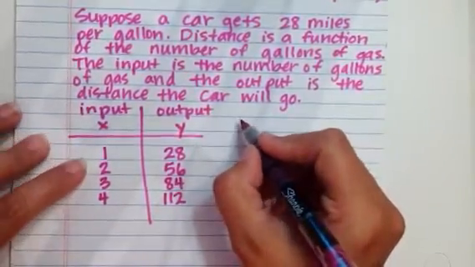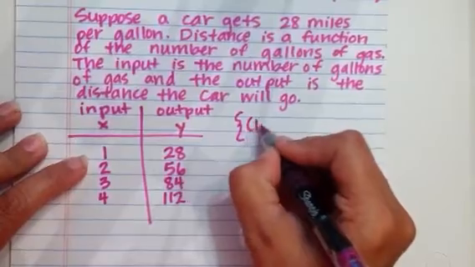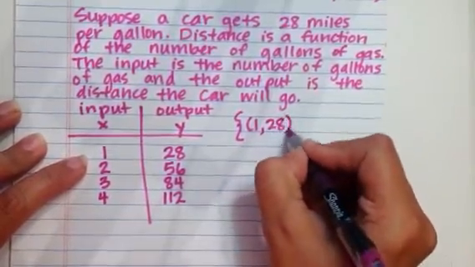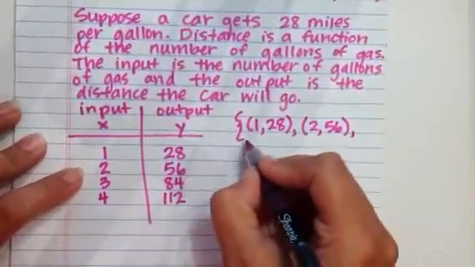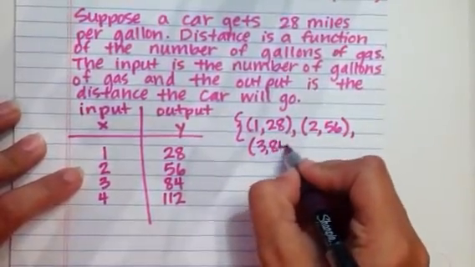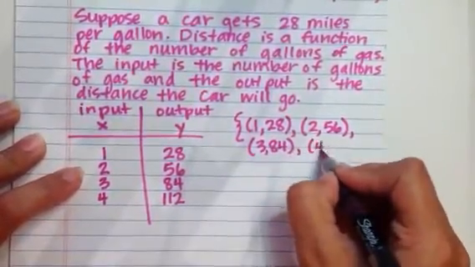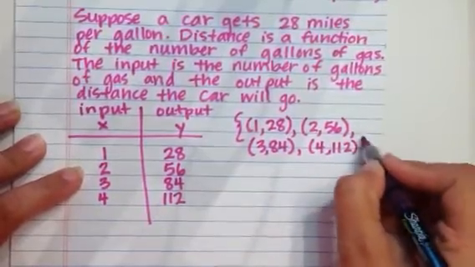I could write this same information as a set of ordered pairs: (1, 28), (2, 56), (3, 84), (4, 112).